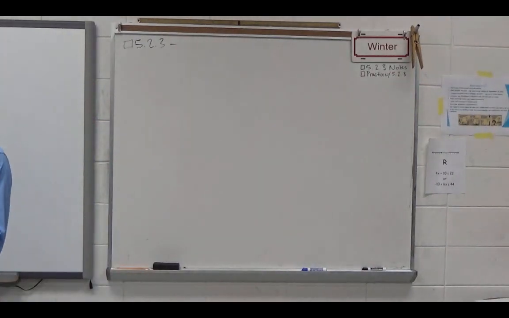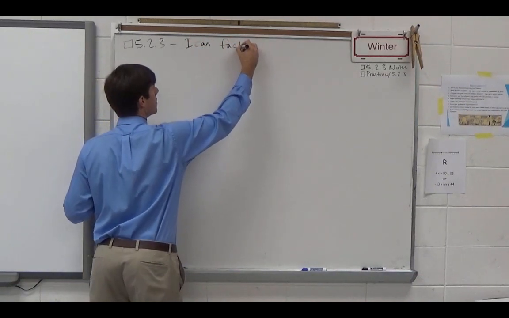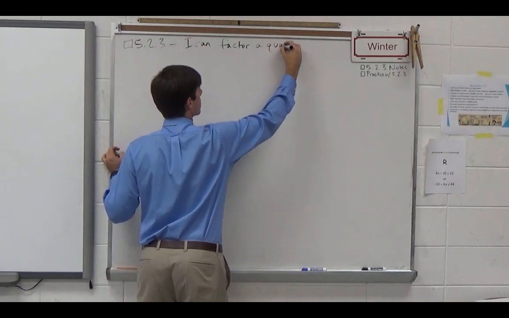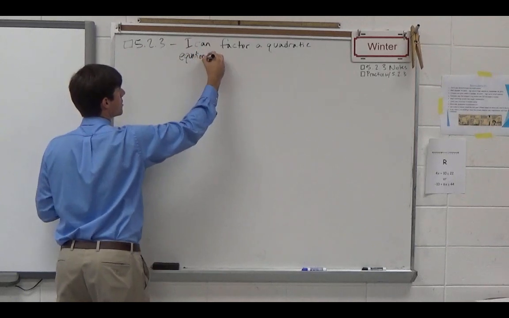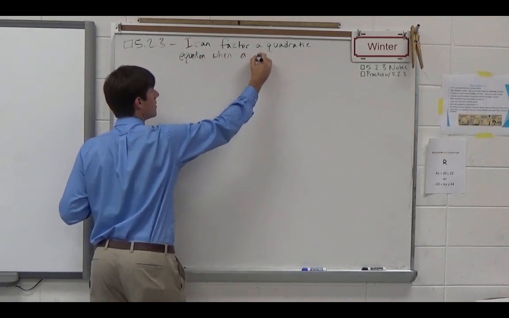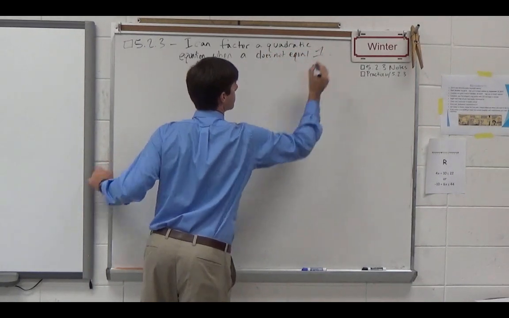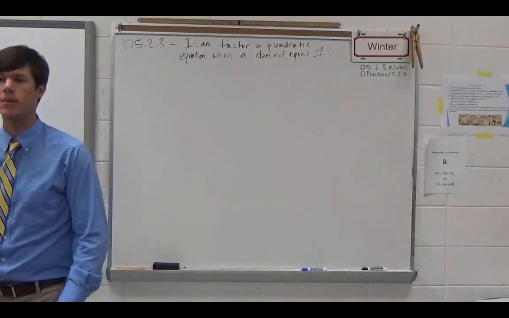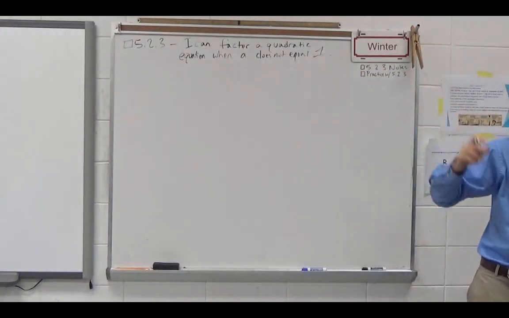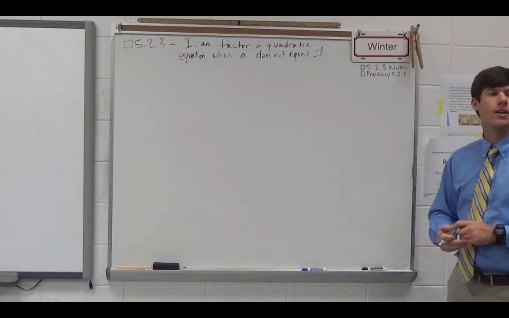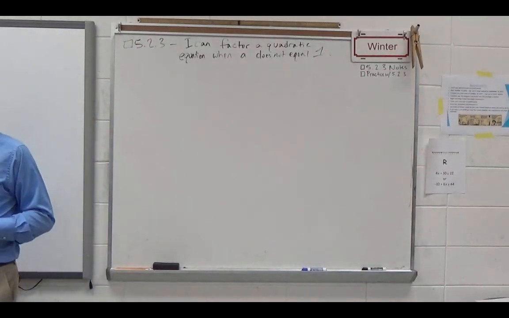And that is, I can factor a quadratic equation when A does not equal 1. When A does not equal 1. That means typically A is going to be an integer greater than 1. 2, 3, 4, 5, 6, 7, 12. I don't care what it is, but there's a way that we can factor it. Okay? So A does not equal 1.